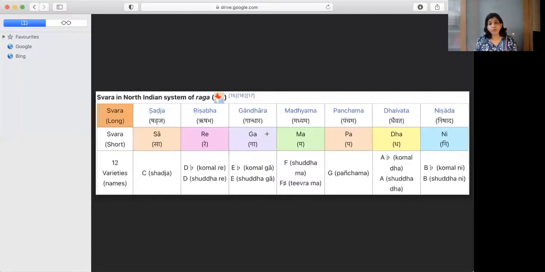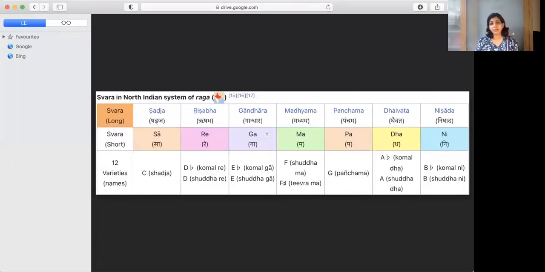Now, there are also Komal and Tivra Swaras, which are called the Shuddha and the Vikrut Swara. So there are two types of Swaras. One is the Shuddha type. Another is the Vikruta type. So what are Shuddha Swaras? The swars that I just sang in front of you, Sa, Re, Ga, Ma, Pa, Dha, Ni, Sa, are the Shuddha Swaras. And the Vikruta Swaras are the Swaras which are Komal or Tivra.